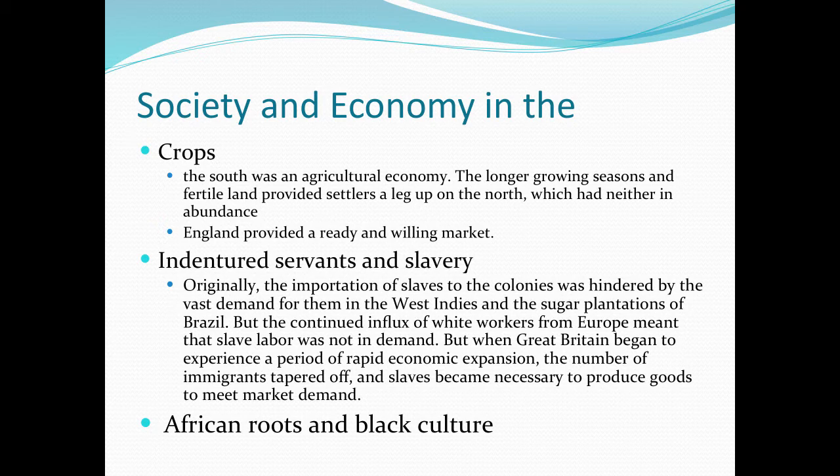It's also where we get the term Tar Heel from. So if you've ever wondered where the University of North Carolina got its mascot from, it came from the production of pine tar during this time period.